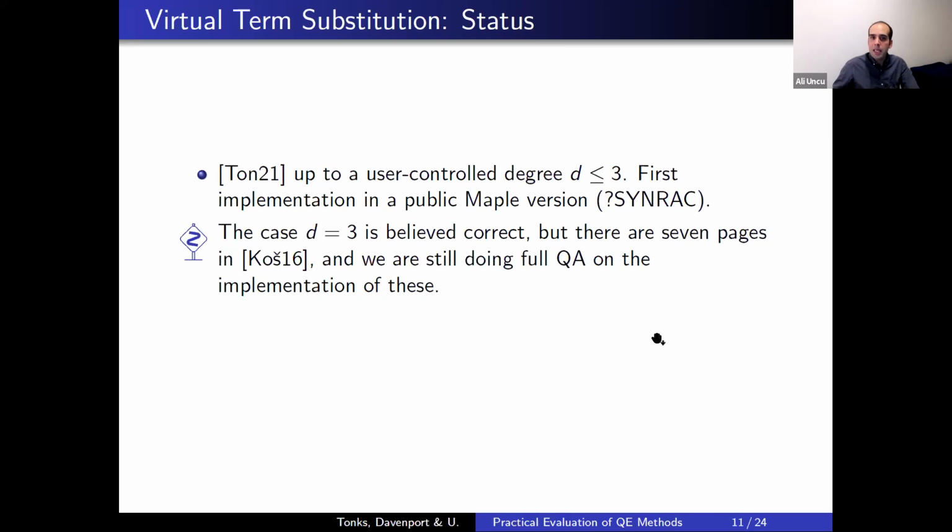So the case D equals 3 is believed to be correct, but it needs quality assurance even more. There are many pages in Koshta's thesis where he's being careful about it. Now Zach is working tirelessly to make sure that whatever goes into Maple is quality assured and works perfectly as it should.